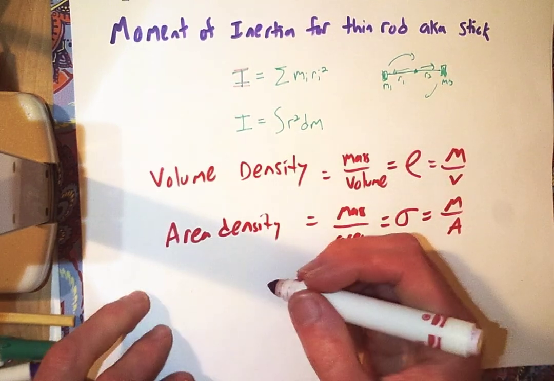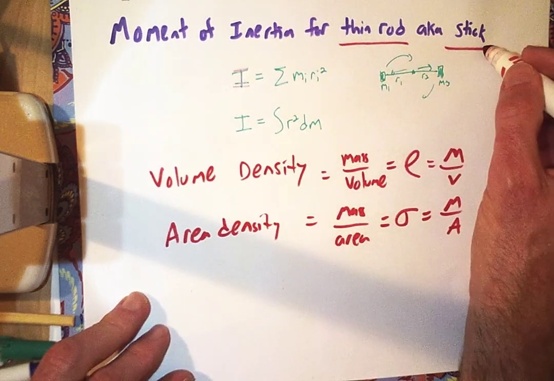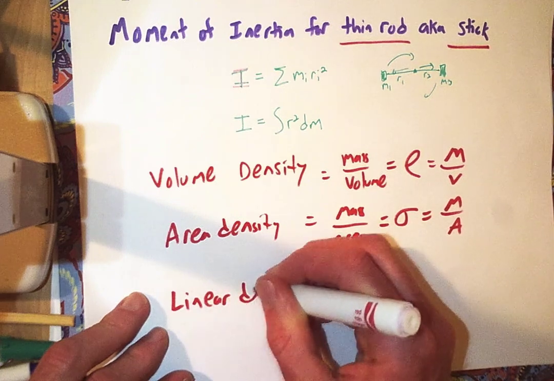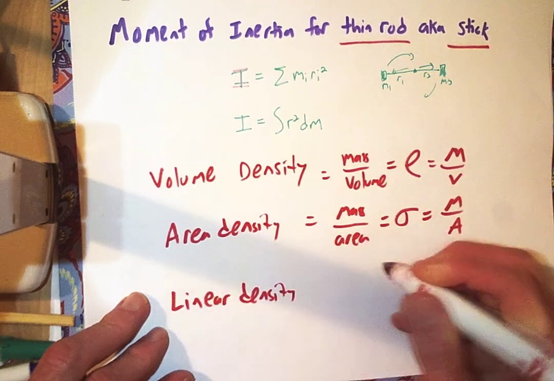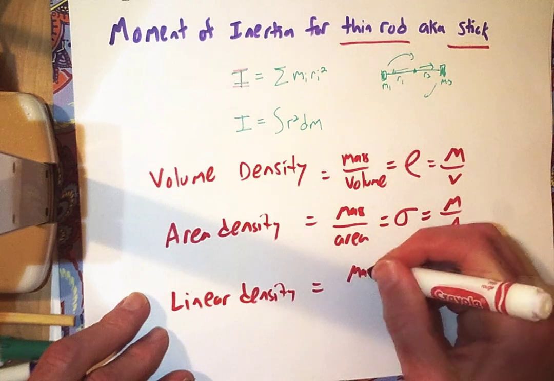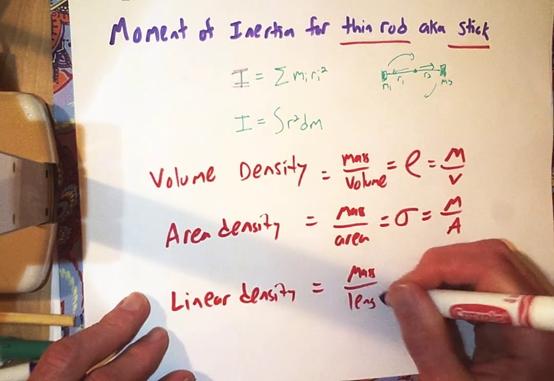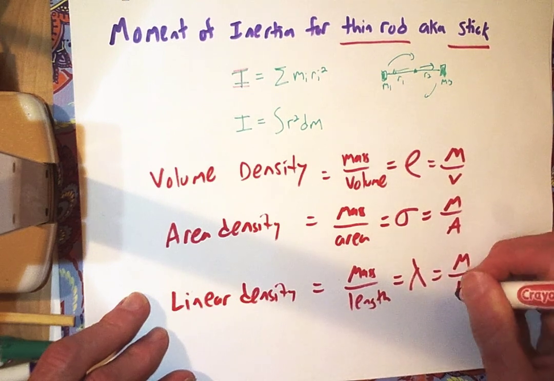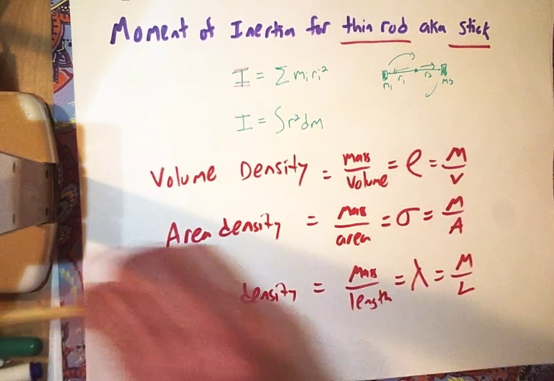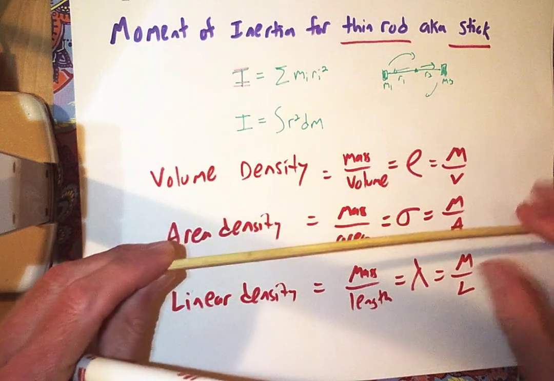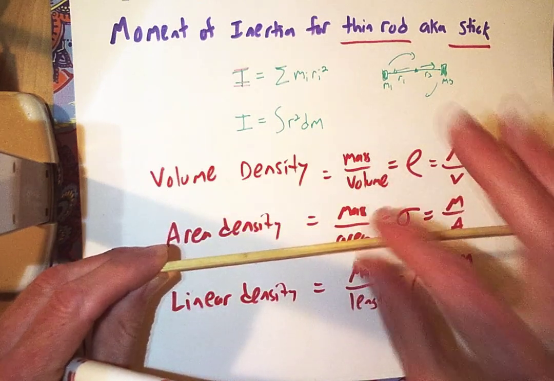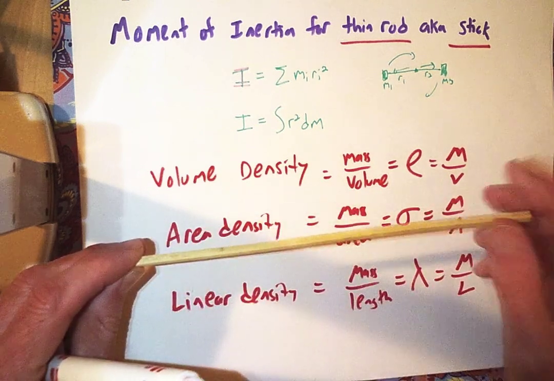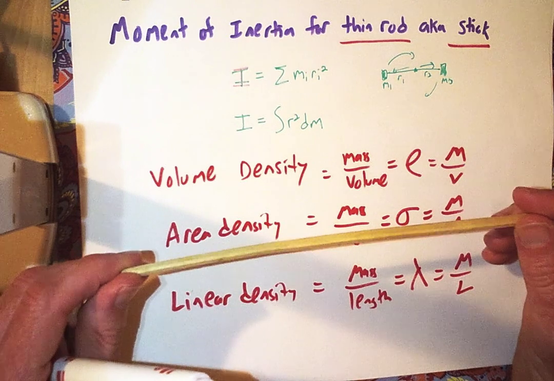And then the kind of density that we want to do for our thin rod or stick is a linear density, or line density, which is going to be mass per length. We abbreviate that as lambda, and that's mass per length. So when I had this chopstick out here before, we're going to imagine that the height of the chopstick and the depth of the chopstick are insignificant compared to the length of the chopstick. So we're going to call this more or less a one-dimensional object.